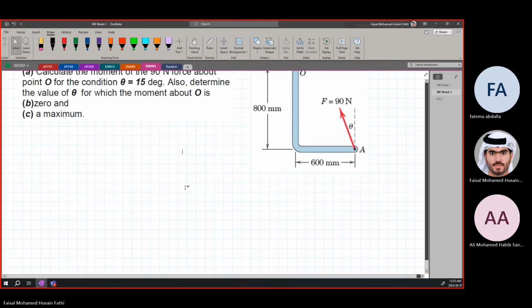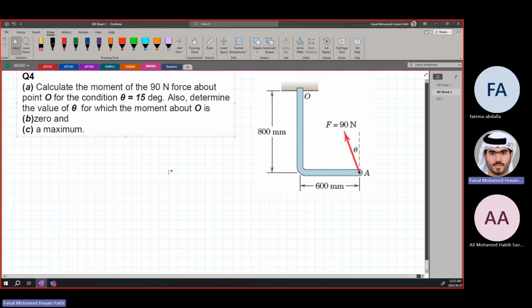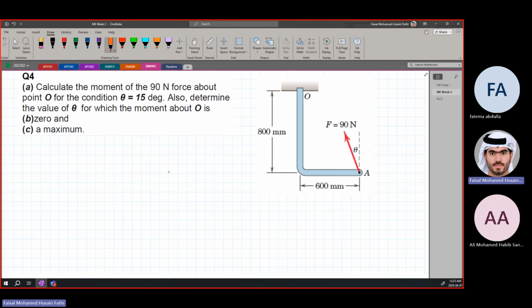And then calculate the moment of the 90 Newton force about point O. This is point O over here. For the condition when theta is equal to 15 degrees. So they gave you a theta angle here, which is 15 degrees. And it says also determine the value of theta at which the moment about O is 0 and maximum.